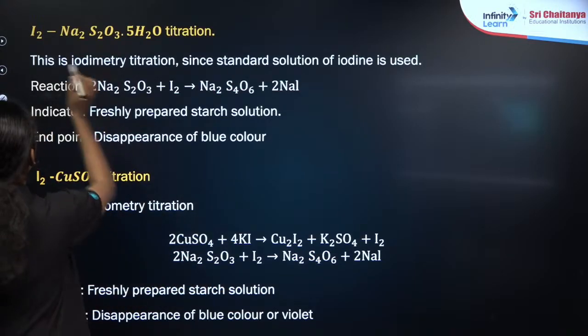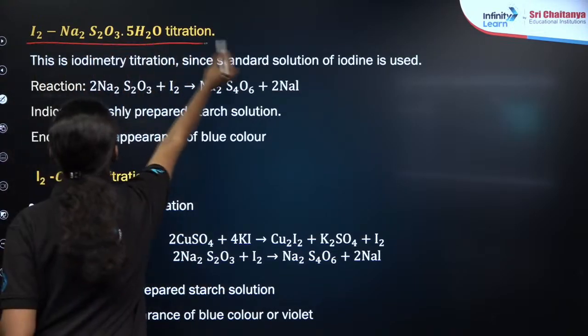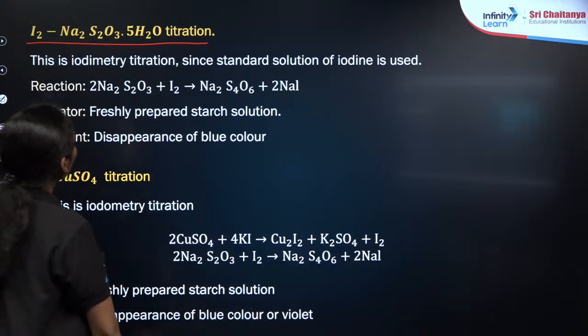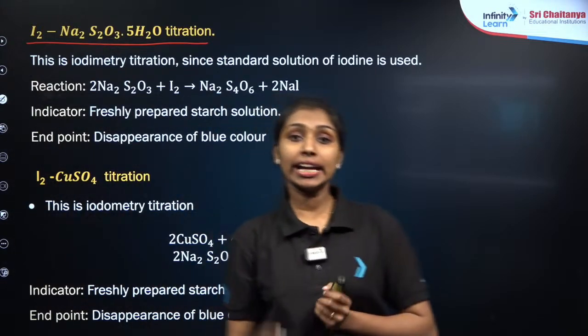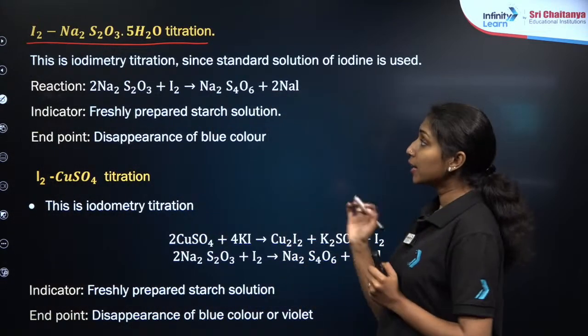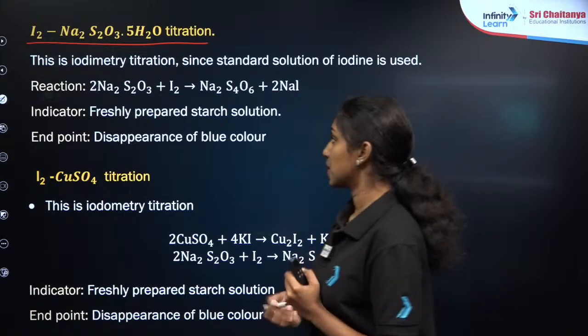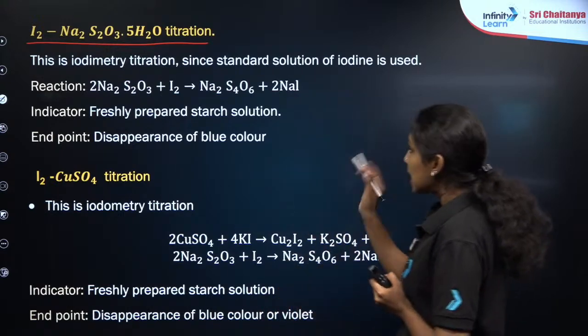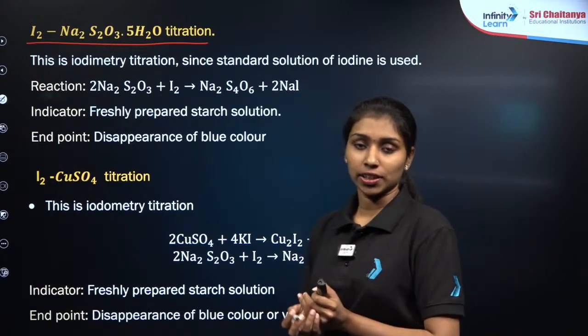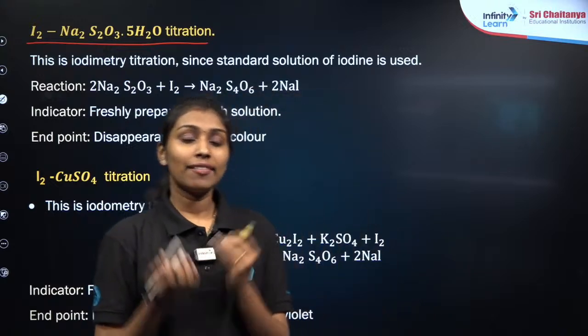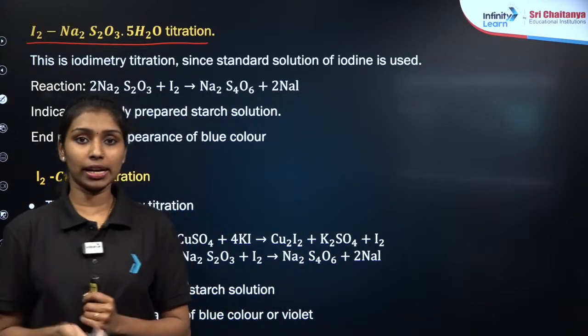Now I will explain iodimetry and iodometry with examples. This is the first reaction, iodine with sodium thiosulfate, Na2S2O3.5H2O, titration. Here iodine is used as the oxidizing agent, and Na2S2O3 is used as the reducing agent. I can say that this is an iodimetric titration. What do you mean by iodimetric titration? Whether it has direct iodine or liberated iodine present.